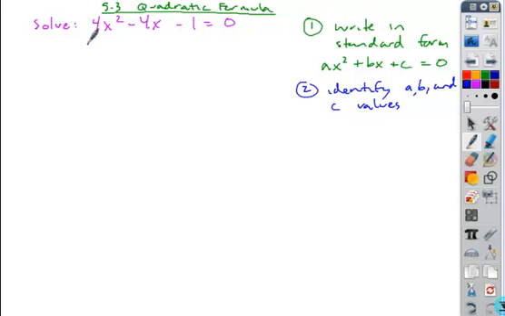You can either do that manually. You can actually write it down. So a is 4, b is -4, and c is -1. Or you can just find them, right? You don't necessarily need to write this step down. It can be more of a mental step. And then you're going to apply the quadratic formula.